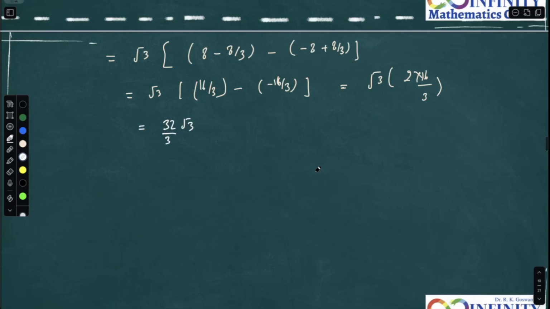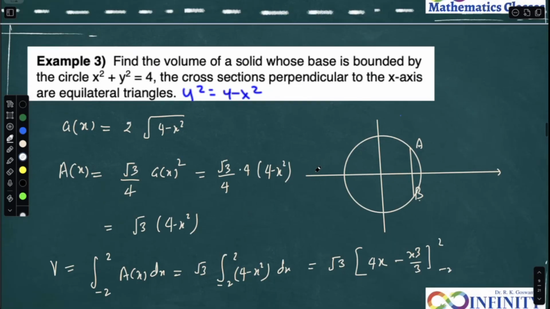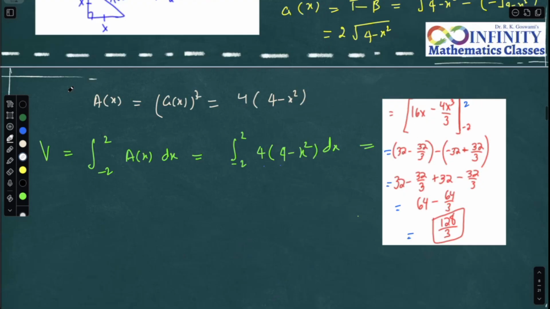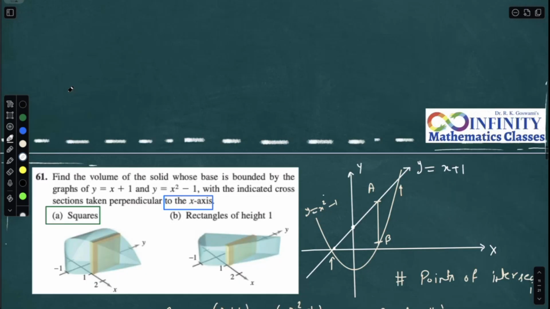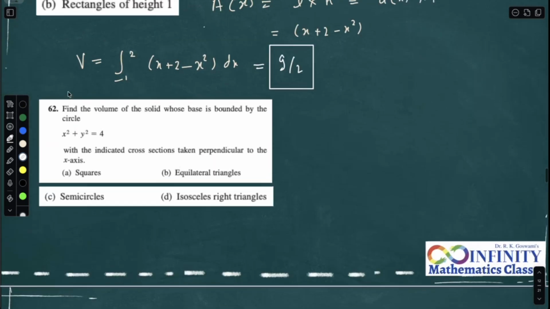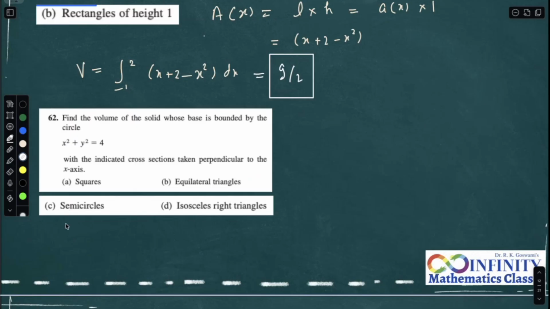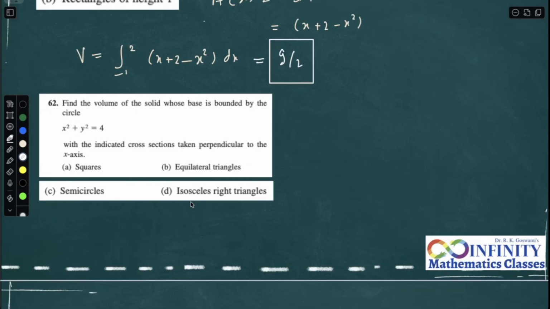If you can recall, I'm talking about the question I have solved with you previously. Which one am I talking about? I'm talking about this question. The same circle, it was an equilateral triangle. Earlier it was a square. So what is additional here? Nothing. Next time it is going to be a semicircle. Next time it is going to be an isosceles triangle.